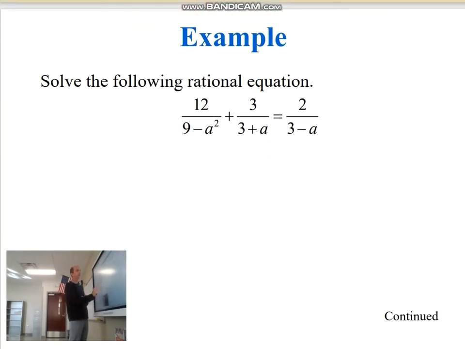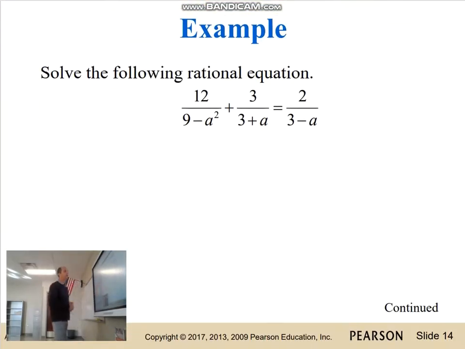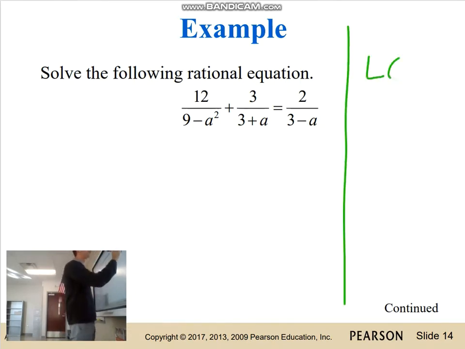Let's work on another example. Now we have this: 12 over 9 minus a squared plus 3 over 3 plus a equals 2 over 3 minus a. So let's use this side here to find the least common denominator. Find the least common denominator, and we have 9 minus a squared.